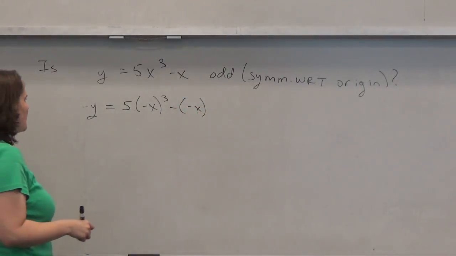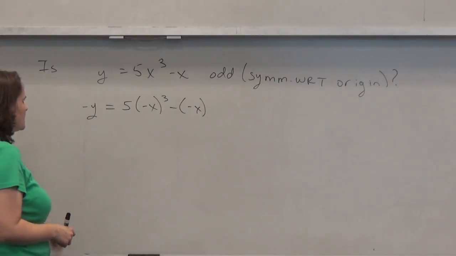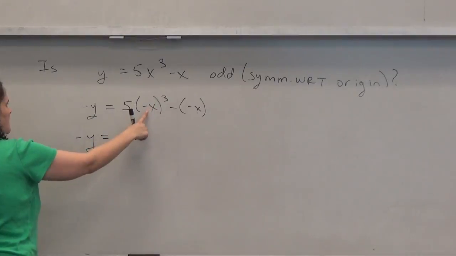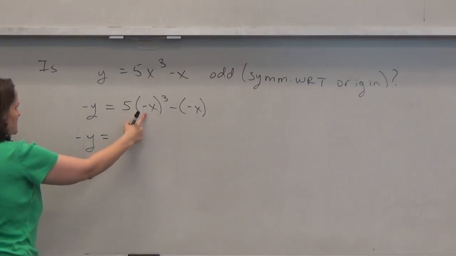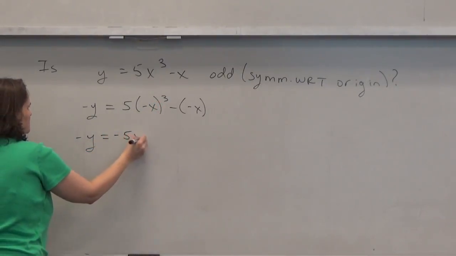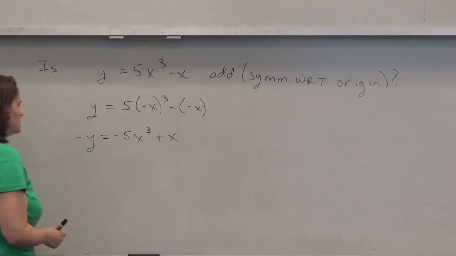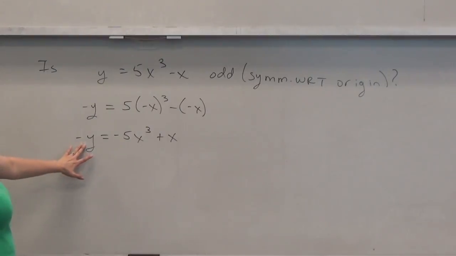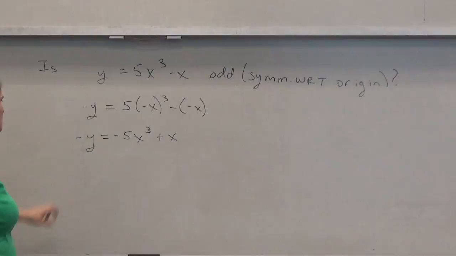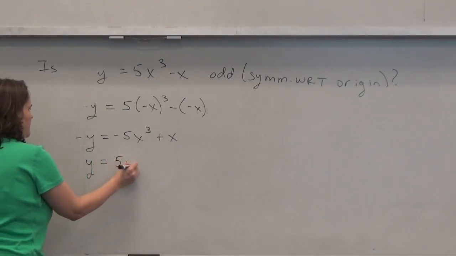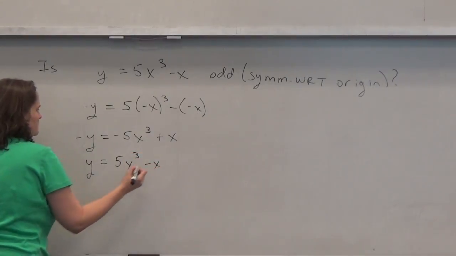Okay, we're going to simplify and get this solved for y again, and then we can compare. Again, a negative raised to an odd power will still be a negative, so it's going to be negative 5x cubed, and then this is going to be plus x. Solving this for y, you can think of this as dividing both sides by negative 1, so you'll change all the signs. You'll get positive y equals positive 5x cubed minus x.